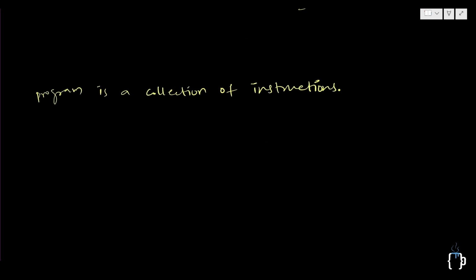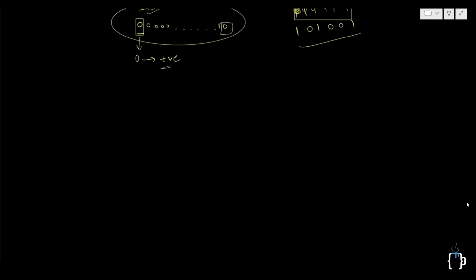Okay, a program is a collection of instructions. At the beginning, we discussed data is fed to the CPU, and the CPU processes the data, and it gives information, right? This is what we discussed at the starting, right? Here, the CPU uses these instructions.